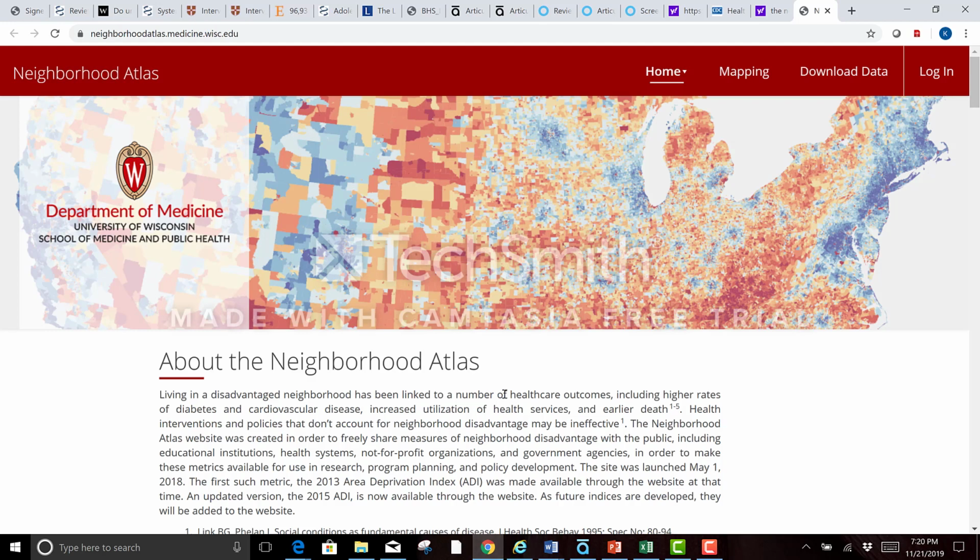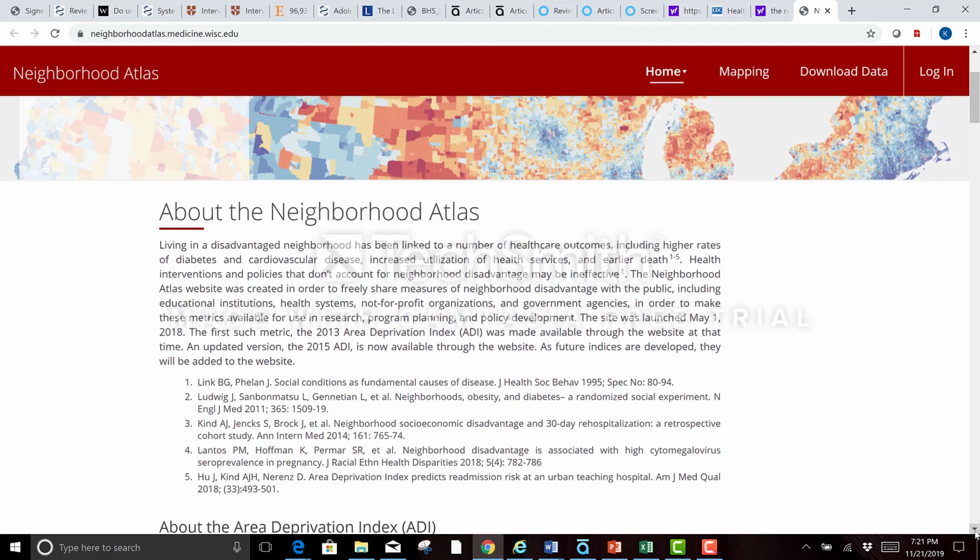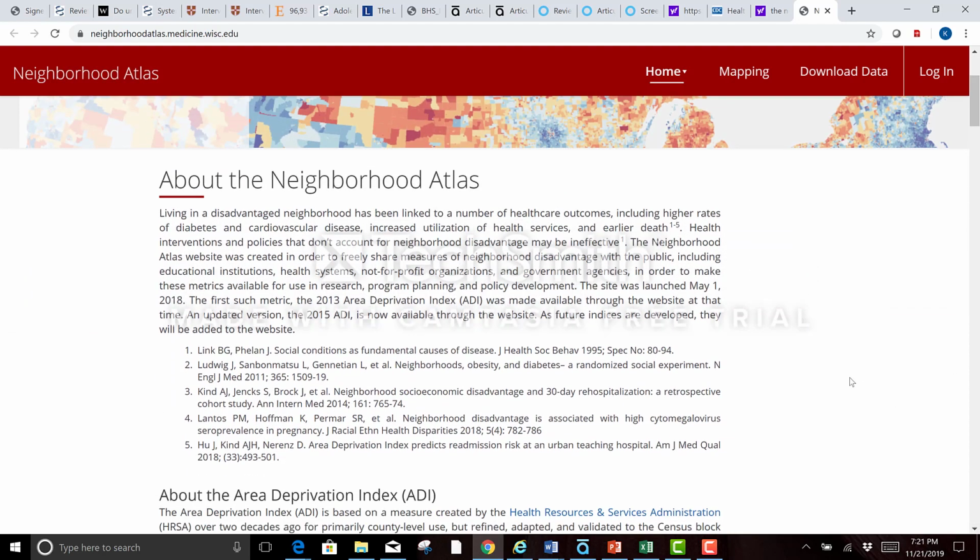So this Neighborhood Atlas was created to freely share measures of neighborhood disadvantage with the public, including educational institutions, health systems, not-for-profit organizations, and agencies, making it available for research and program planning as well as policy development. And so we're going to go over this and how it works and the basis for using the Neighborhood Atlas.